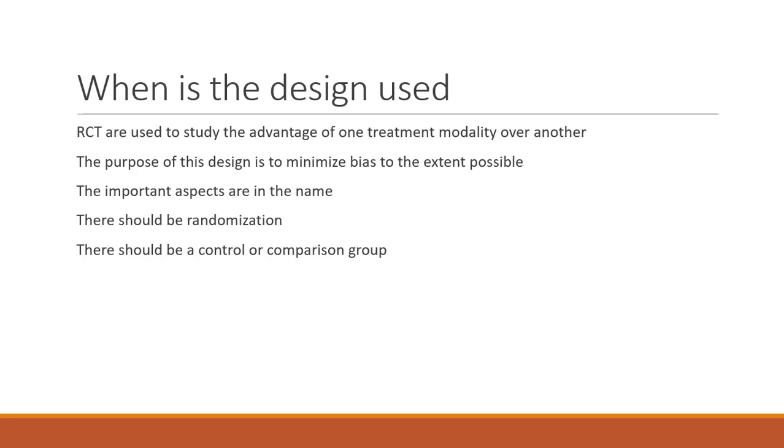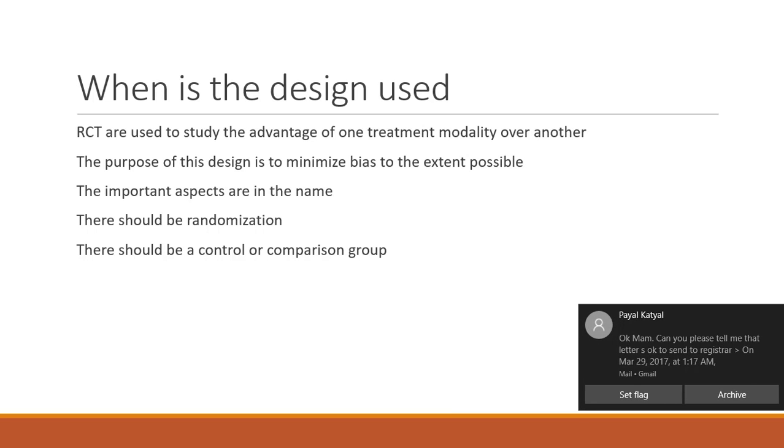Just briefly to introduce the topic, when is the design used? When is a randomized RCT used? RCTs are used to study advantage of one treatment modality over another. Purpose of this design is to minimize bias to the extent possible because the participants are randomized into groups where there is no allocation bias. The important aspects are all in the name. There should be randomization, there should be a control or a comparison group.